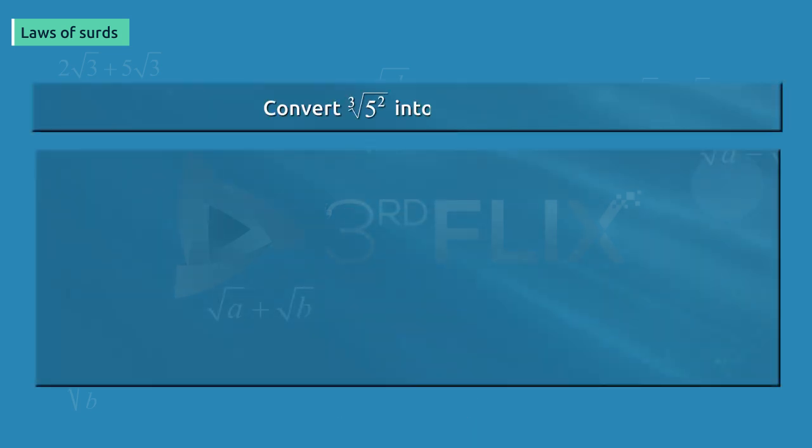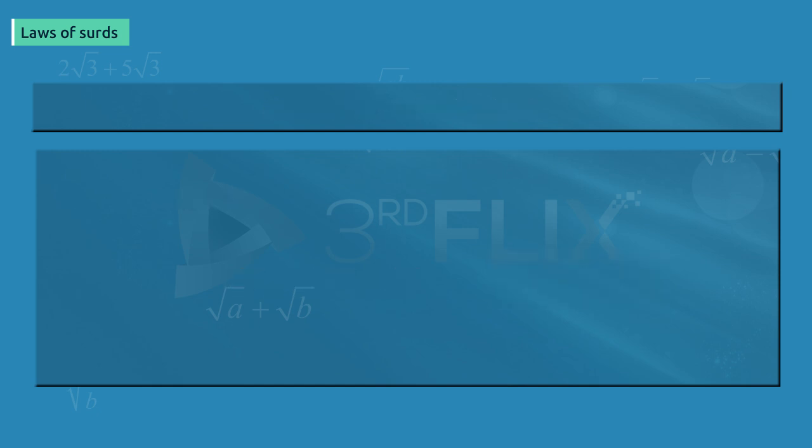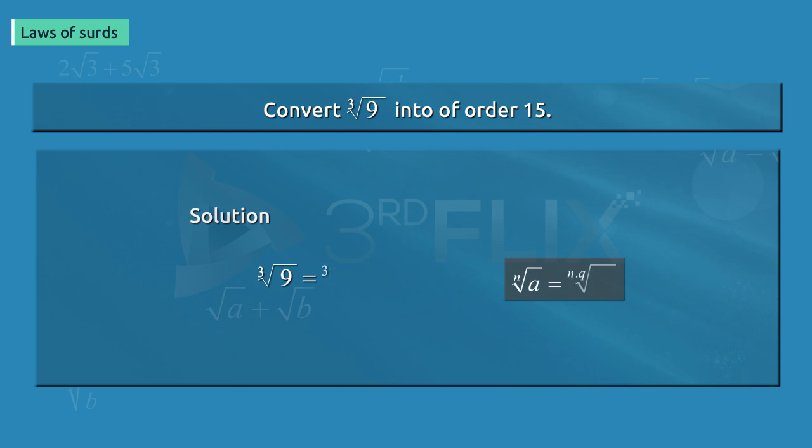Examples. Cube root of 5 square, to make its order 6. Then cube root of 5 square equals 3 into 2 root of 5 power 2 into 2 equals 6th root of 5 power 4. Cube root of 9, to make its order 15. Then cube root of 9 equals 3 into 5 root of 9 power 5 equals 15th root of 9 power 5.